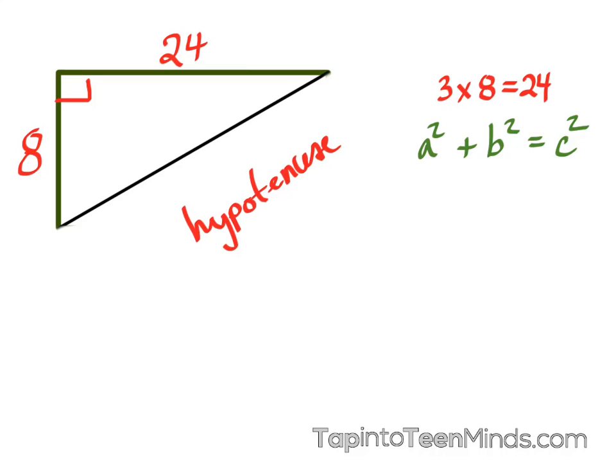For those people who haven't seen this in a long time or aren't confident or comfortable with it, what's a, what's b, what's c? Hassan? A's 8 squared, B's 24 squared. Awesome. So a would be 8, and we're going to square it. B would be 24. We're going to square it.